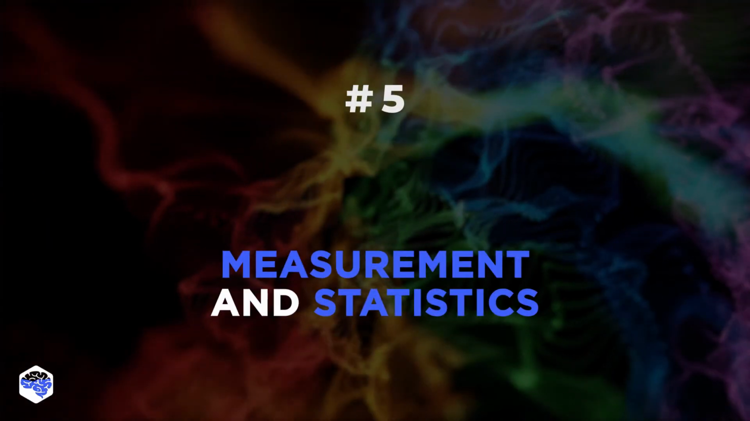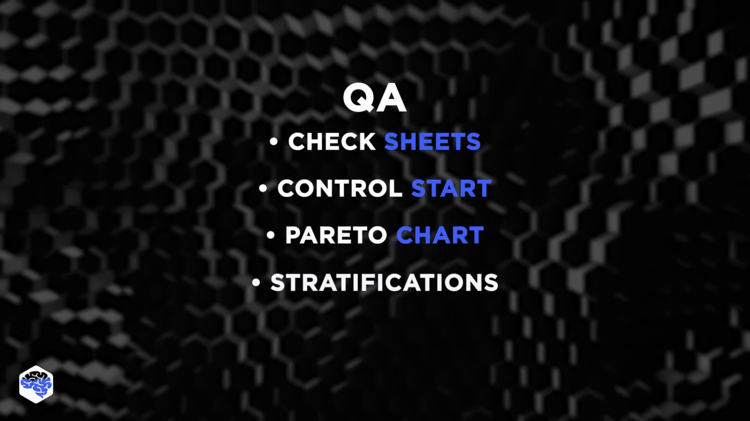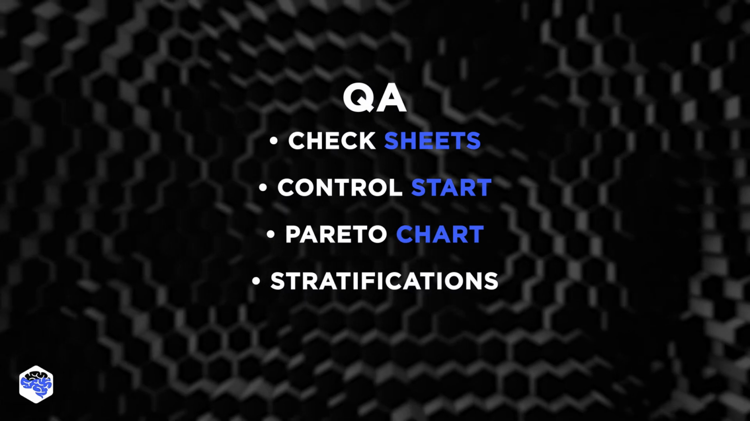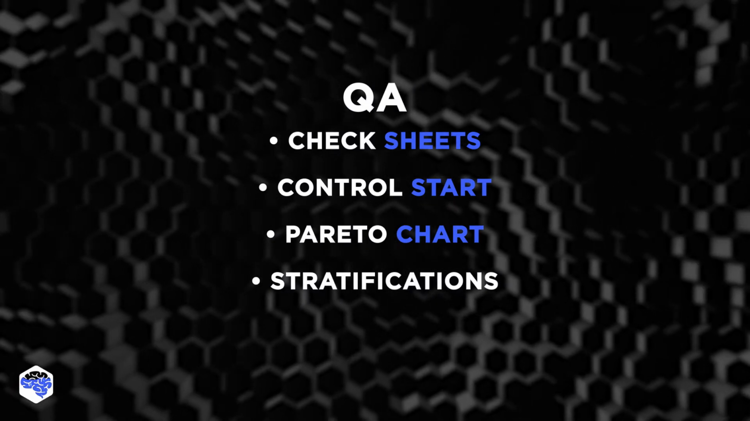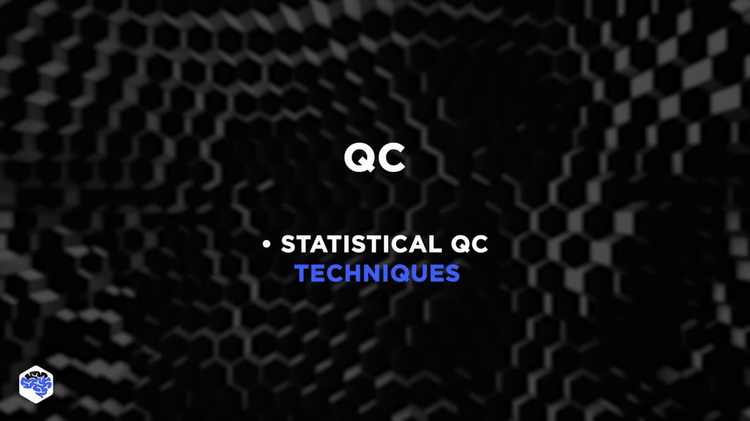5. Measurement and statistics. Our QA team uses check sheets, control charts, Pareto charts, and stratification diagrams to measure the efficiency of the testing and development process. QC teams use statistical quality control techniques to measure the quality of the end product.